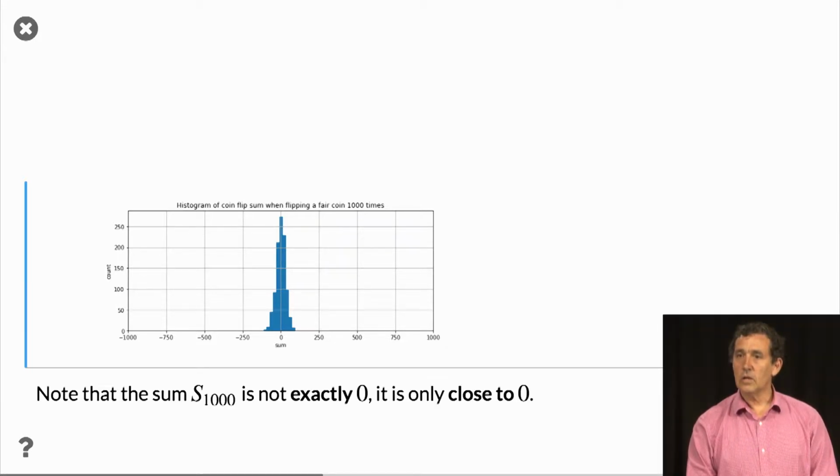They're all concentrated around 0, but they're not exactly 0. And for this number of coin flips, 1,000, it is extremely unlikely that they are below -250 or above 250.